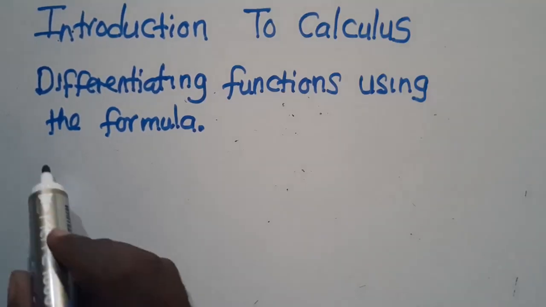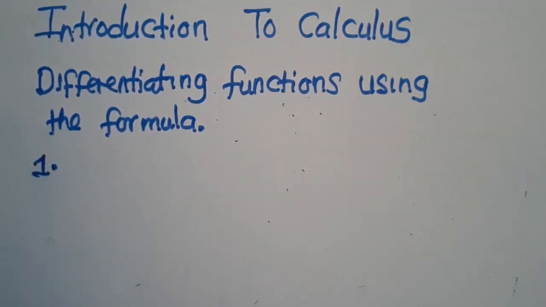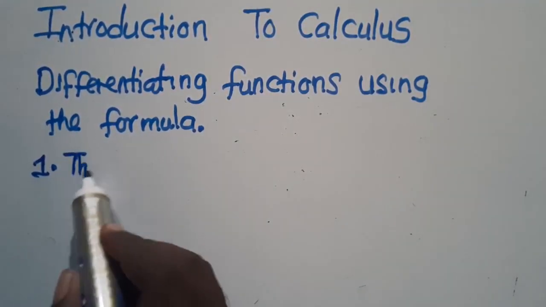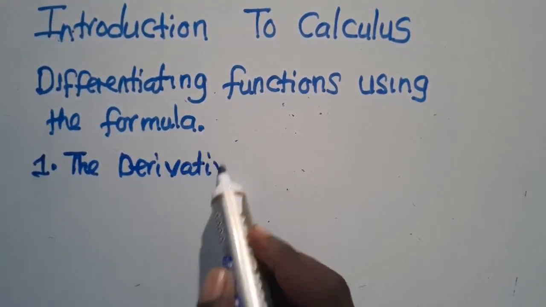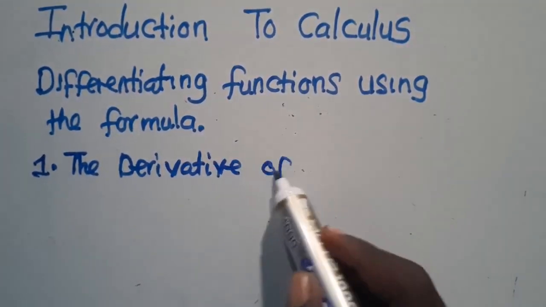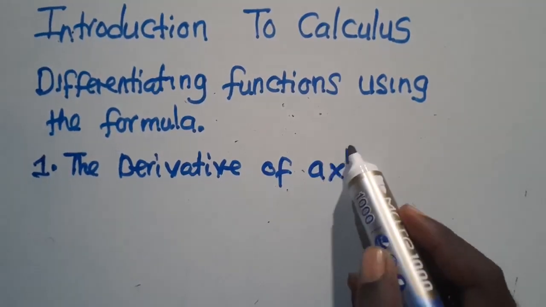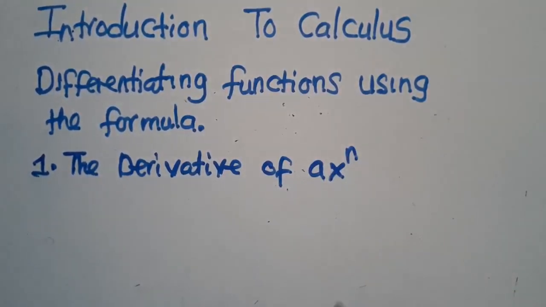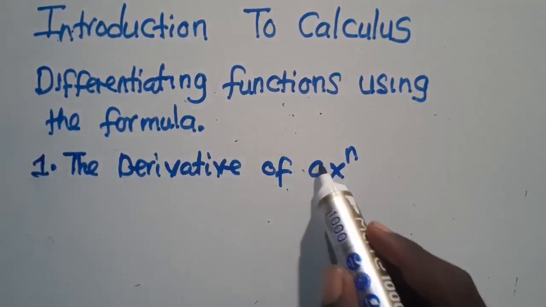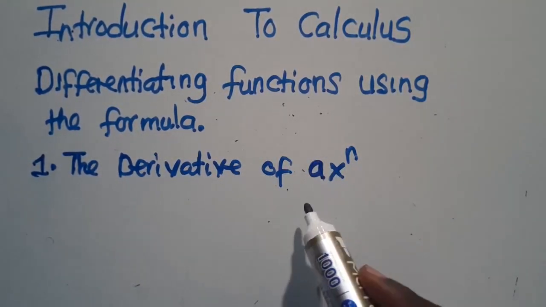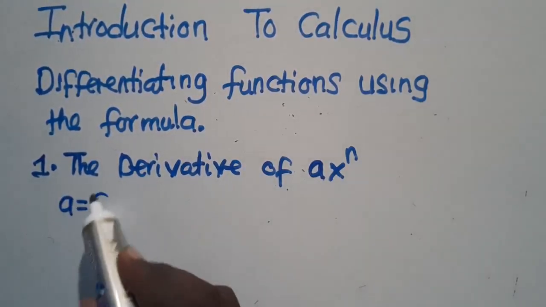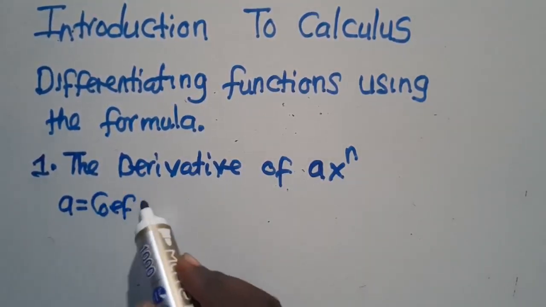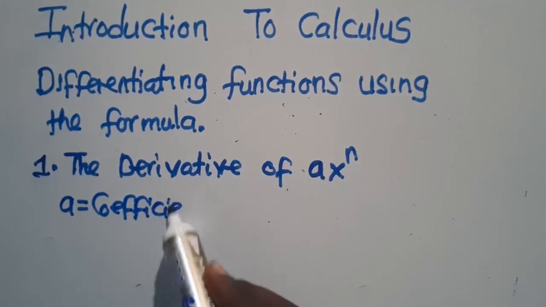The first method that we are going to start with is called the derivative of ax to the power n. This is what you are supposed to know. The a here is the coefficient. The x is the variable. Then you've got the n there. N is the power.